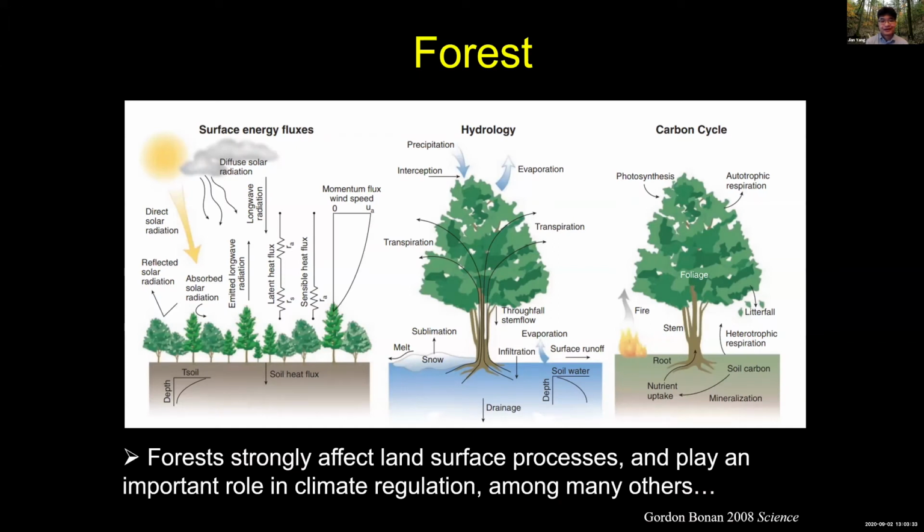Forests can affect a lot of ecosystem processes, including land surface processes. In this example, it shows that the forest can absorb a lot of solar radiation, pump a lot of water into the atmosphere through evapotranspiration, and store a lot of carbon through photosynthesis. So forests play an important role in climate regulation, and that is just one of the important ecosystem services forests have played.